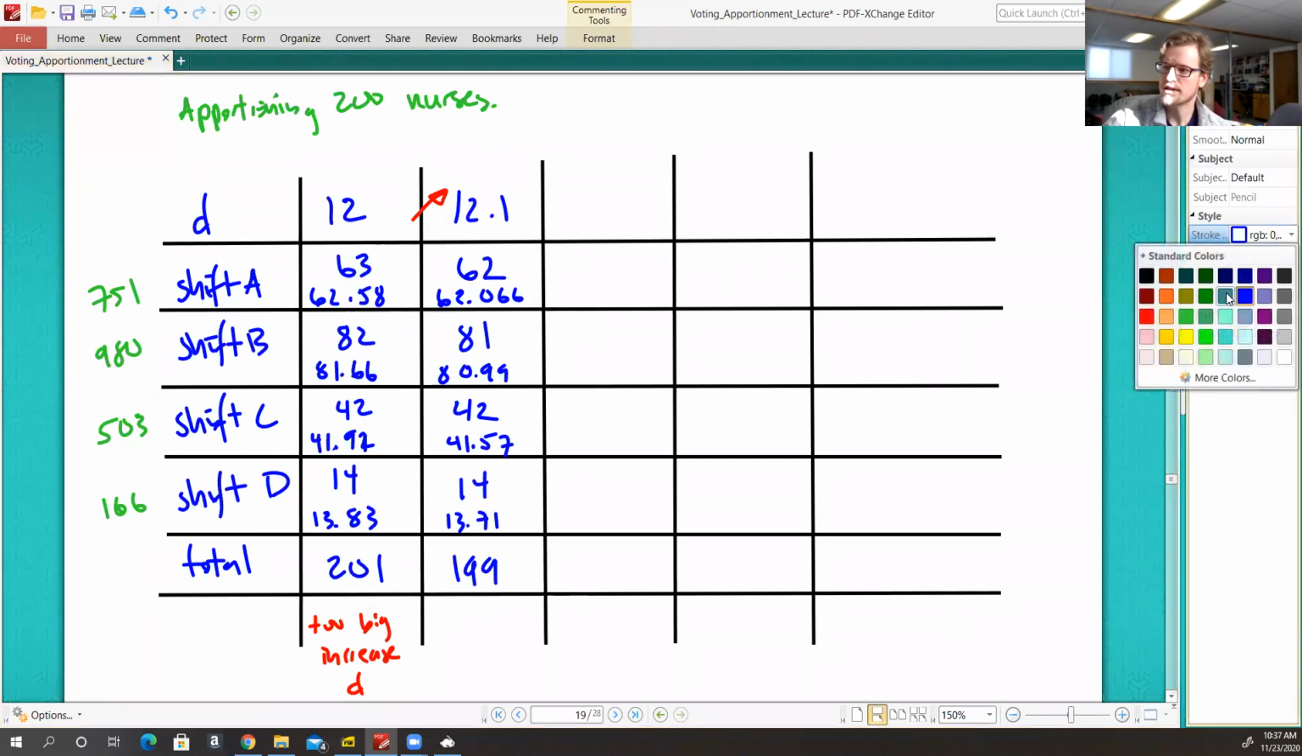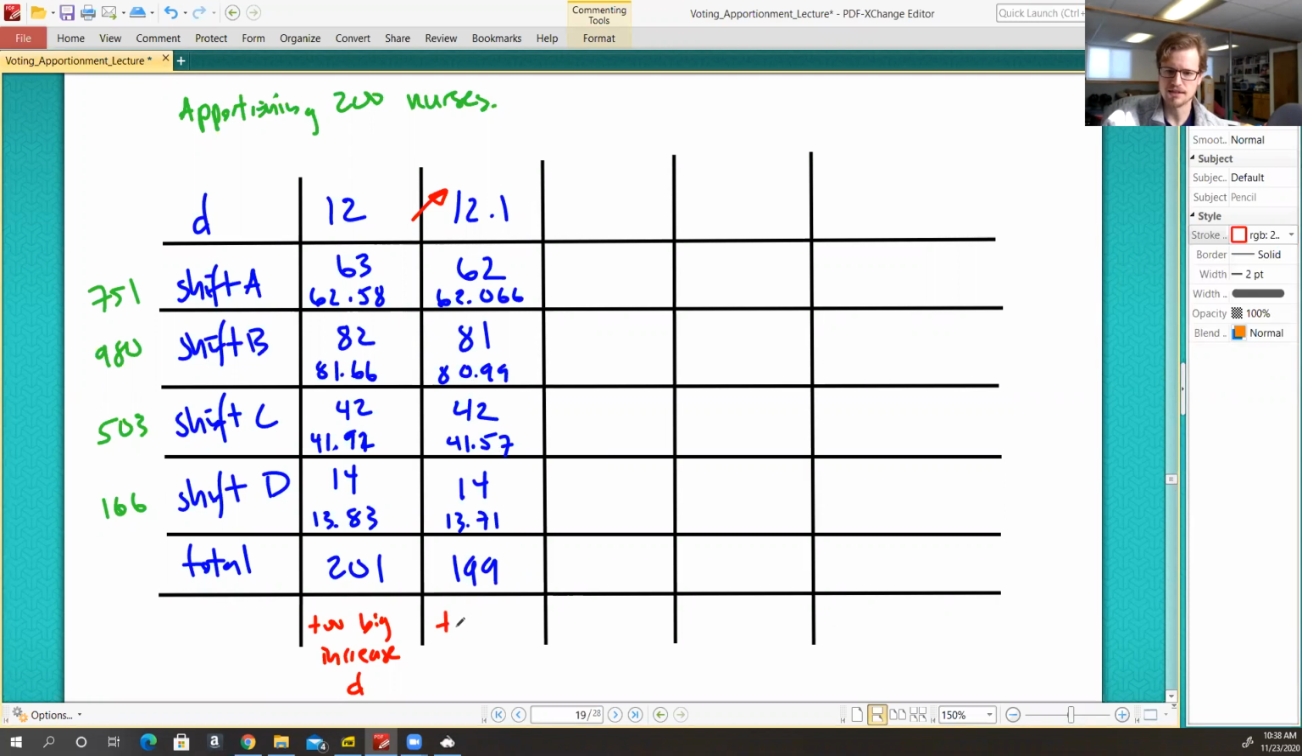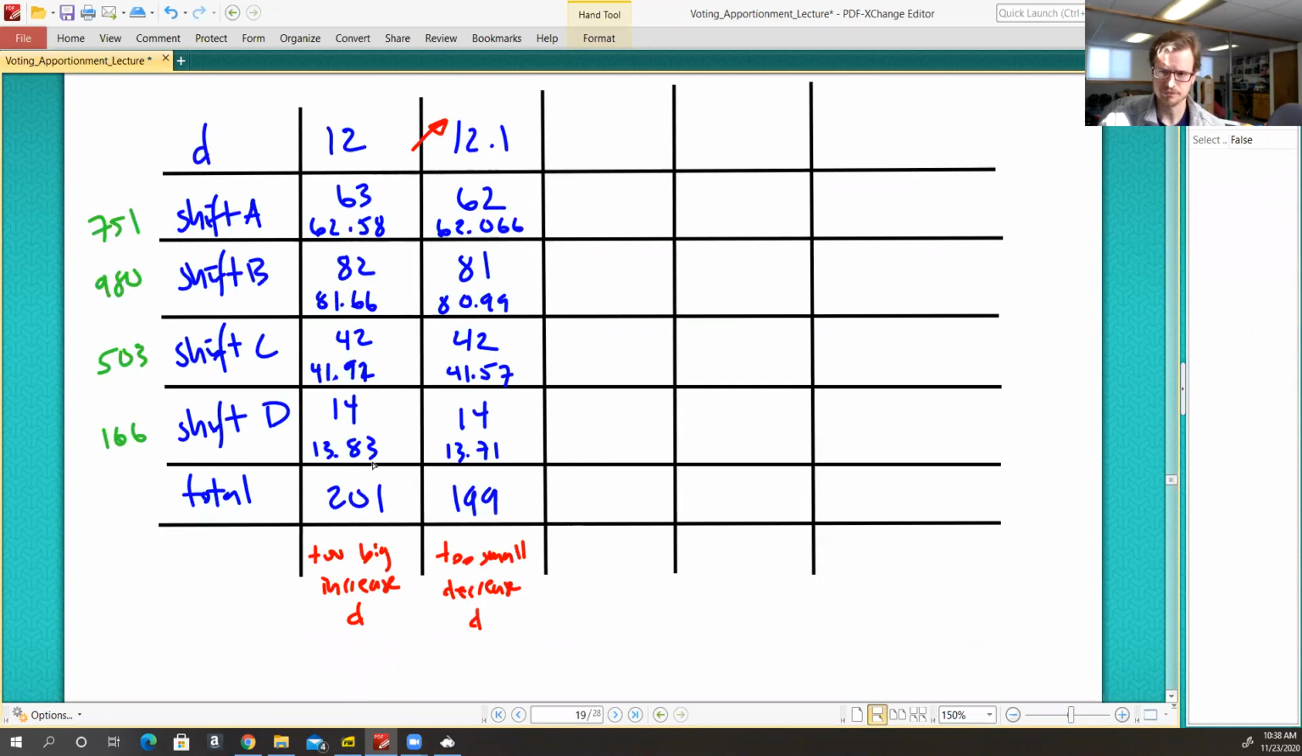So 1/10 was perfect in our first example, but it was not perfect in this one. So what we find is that this is too small, right? 199 is too small, so we need to decrease the divisor.